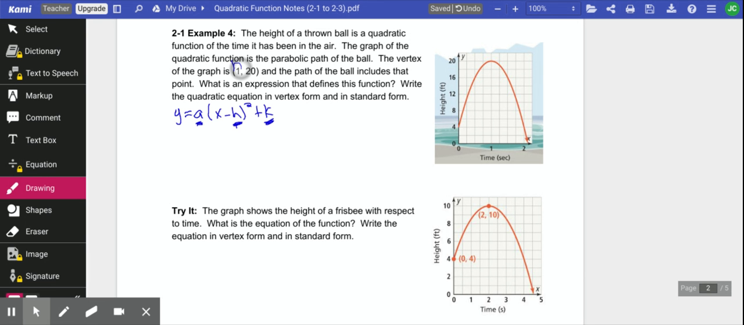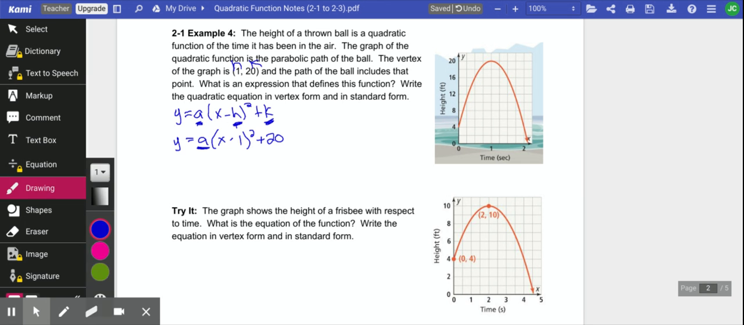Now, we know h and k. They're right here. It's the vertex. So we know that y equals a(x minus 1) squared plus 20. Remember, it's always opposite in the parentheses, so minus 1. We still need to figure out a. So to do this, we're going to use another point that's on the graph. They didn't tell us any in the paragraph, but if we look over here on the graph, it appears that the point (0, 4) is a point on the graph. So we'll use that. We're going to plug that in as our x and y.